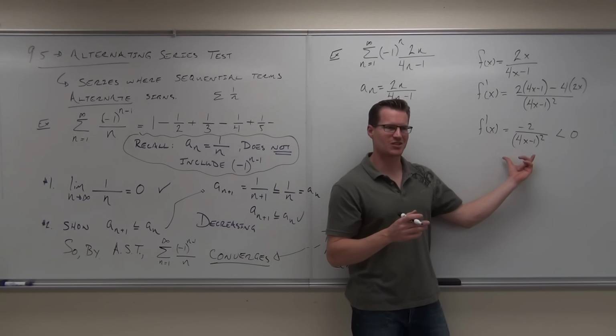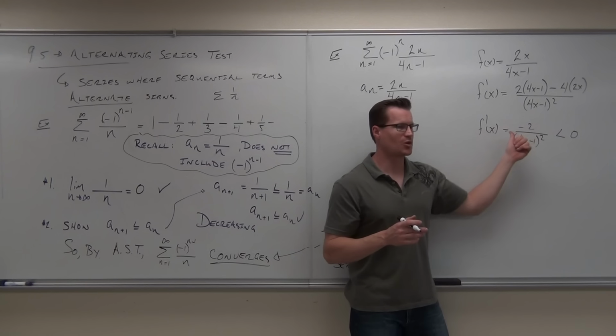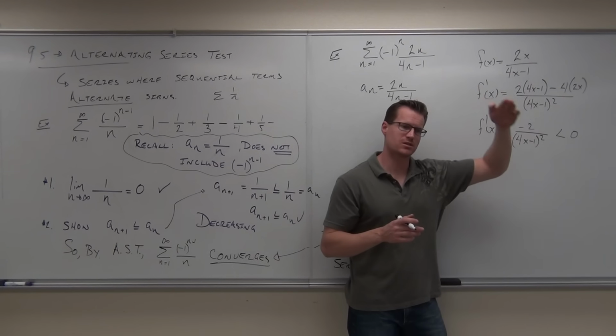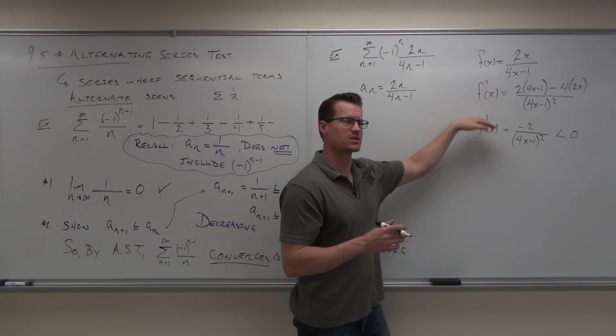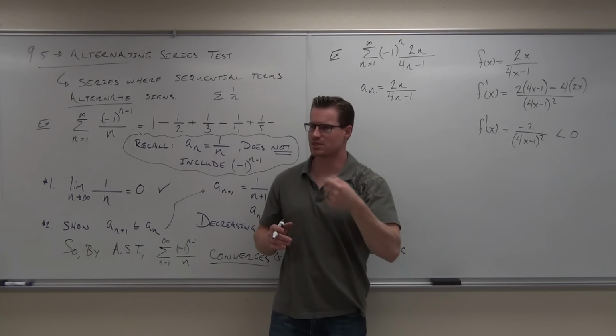This is a slope, yes? Yes. The slope is negative. A slope that's negative says that your function is decreasing. Since our function is modeling our sequence for us, it says that our sequence is also decreasing.